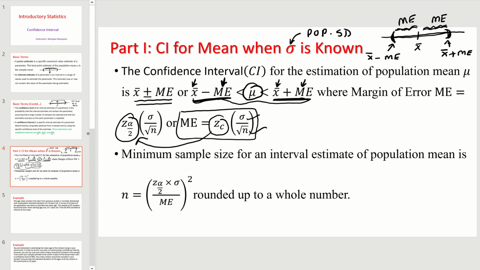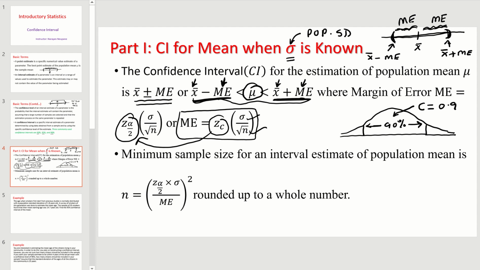What is that? Let's look at this. Suppose if I have a normal curve like this, if the population is normally distributed because your sigma is known, and if I'm looking for, let's say, 90% confidence interval, so this interval is 90%, 90% confidence interval, then my confidence level C is 0.9.